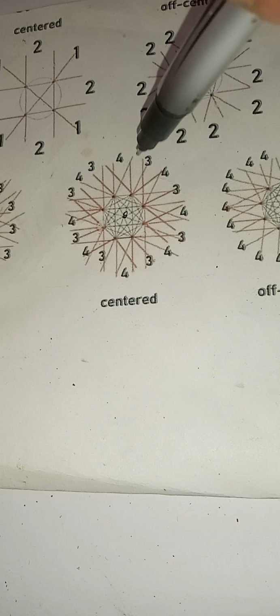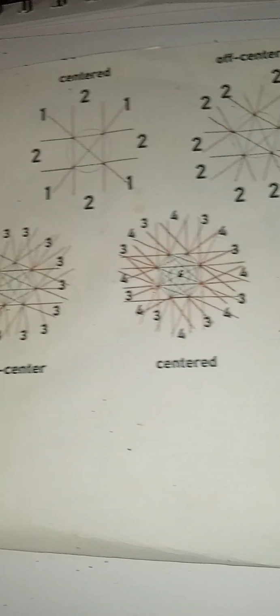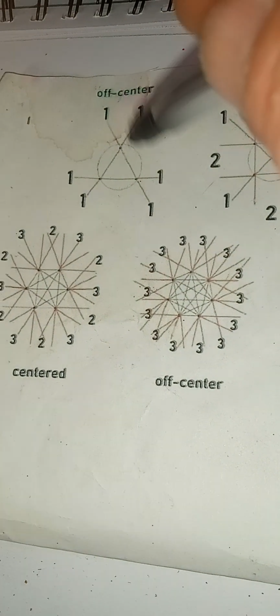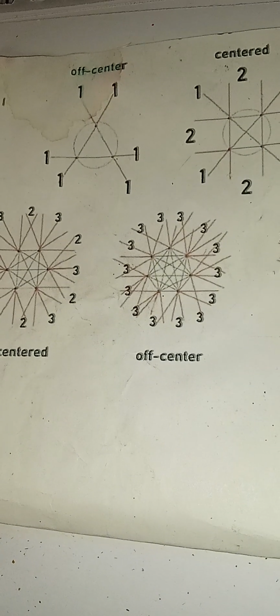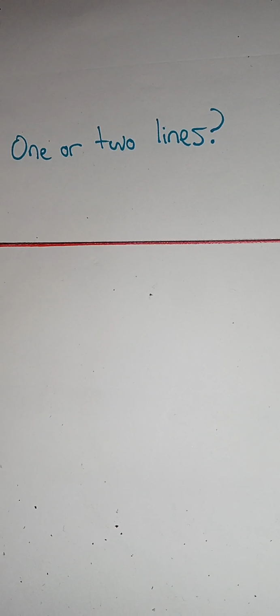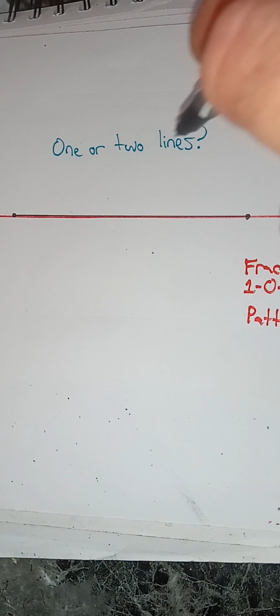And this had 3 4 3 4. 3 2 3 2. 2 1 2 1. And now 1 1 1 1 1 1. Then you go from the triangle to a line. Is it 1 or 2 lines? Well, it could be both, because they immediately follow one another.